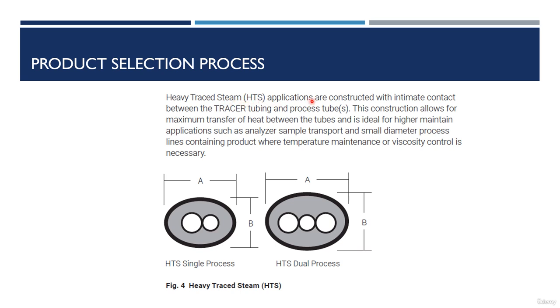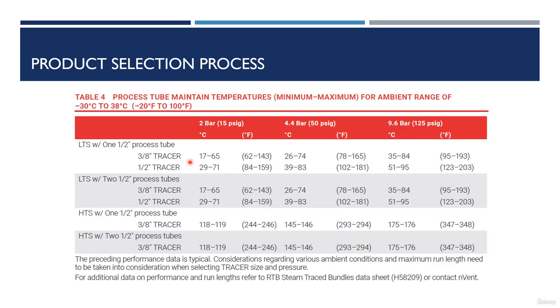Heavy traced steam (HTS) applications are constructed with intimate contact between the tracer tubing and process tubes. This construction allows for maximum transfer of heat between the tubes and is ideal for higher maintain applications such as analyzer sample transport and small diameter process lines containing product where temperature maintenance or viscosity control is necessary. This table shows the process tube maintain temperatures, minimum and maximum, for an ambient range of -30 degrees Celsius to 38 degrees Celsius at different process tube sizes and trace tube sizes, also at different pressures.